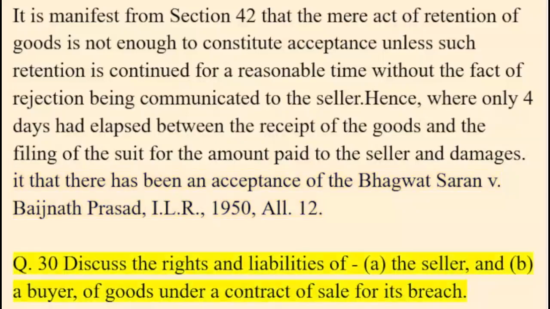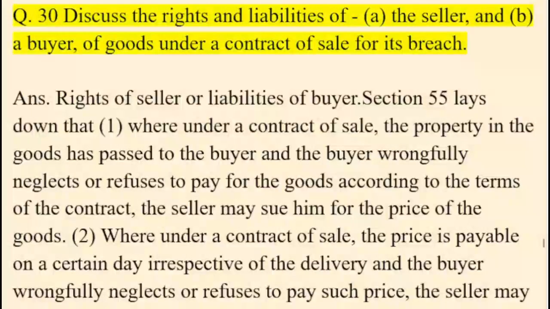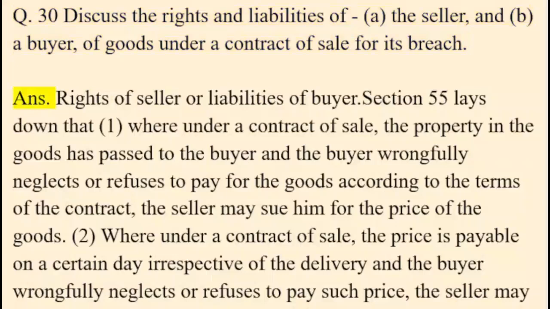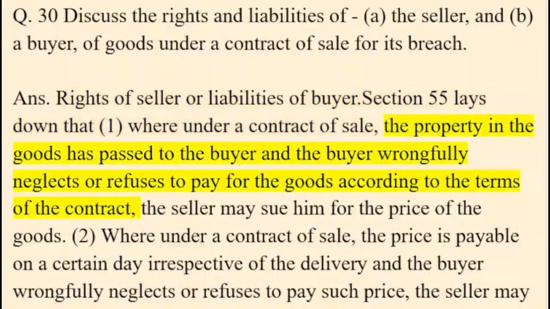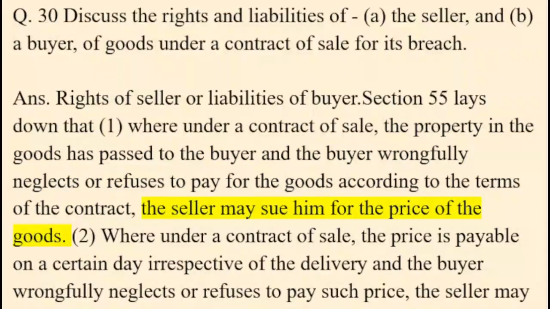Q. 30. Discuss the rights and liabilities of a. the seller, and b. a buyer, of goods under a contract of sale for its breach. Ans. Rights of seller or liabilities of buyer. Section 55 lays down that 1. Where under a contract of sale, the property in the goods has passed to the buyer and the buyer wrongfully neglects or refuses to pay for the goods according to the terms of the contract, the seller may sue him for the price of the goods.